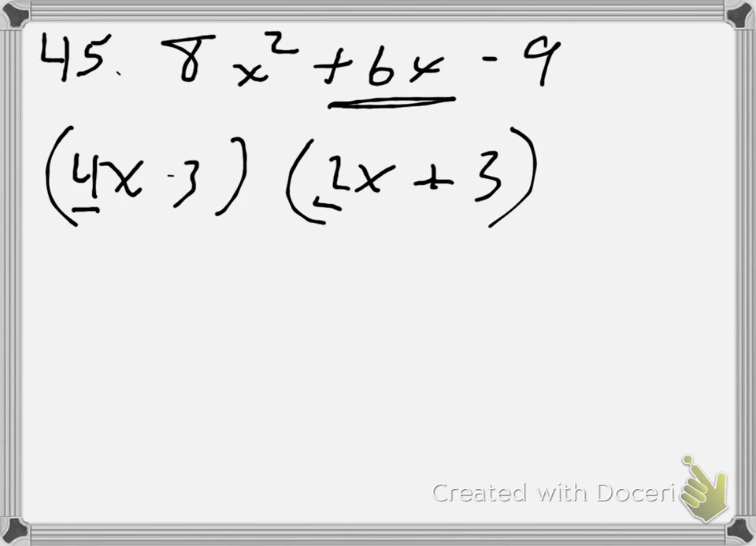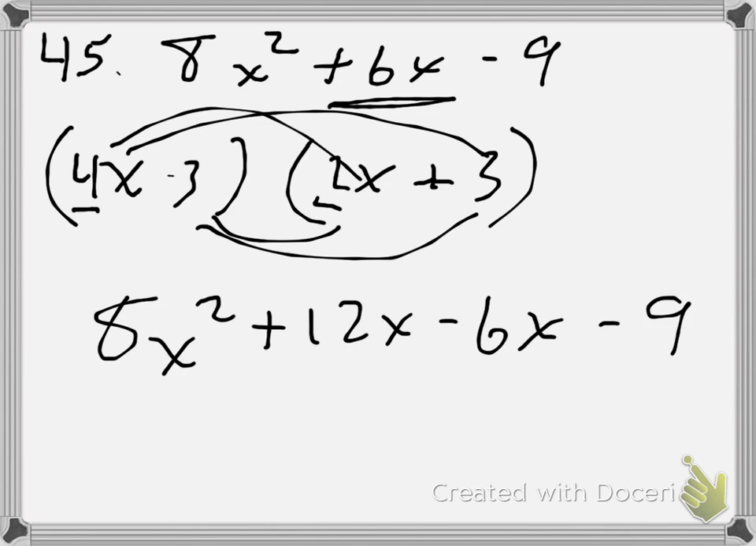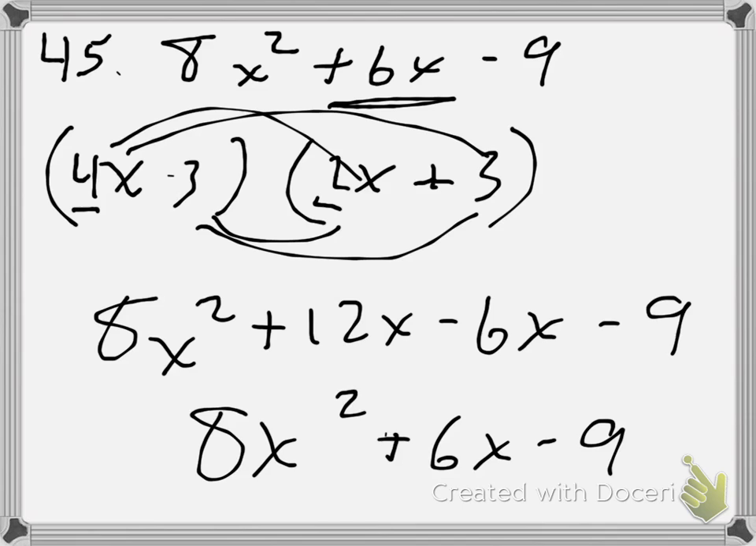We can multiply this out. It's going to give us 8x squared plus 12x minus 6x minus 9, and that gives us the 8x squared plus 6x minus 9 that we started with. So that's how you can factor this problem.